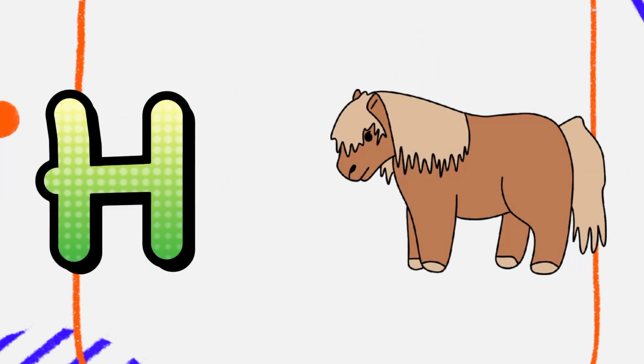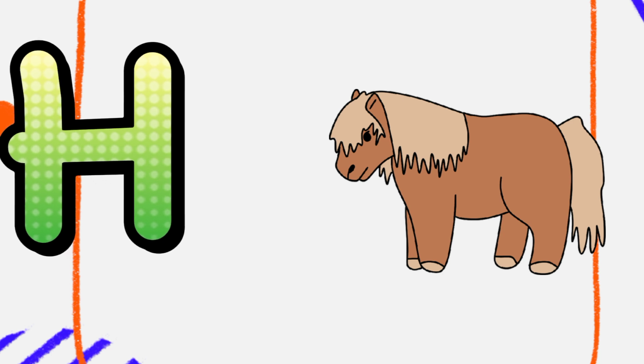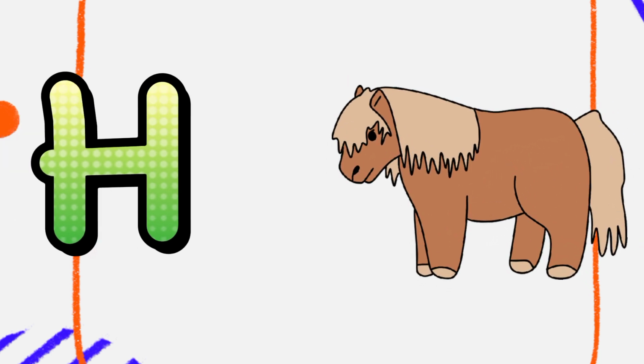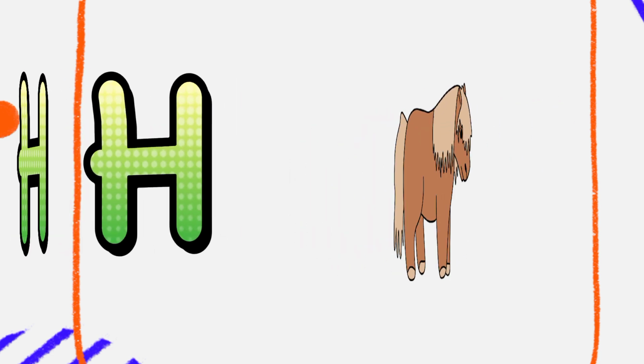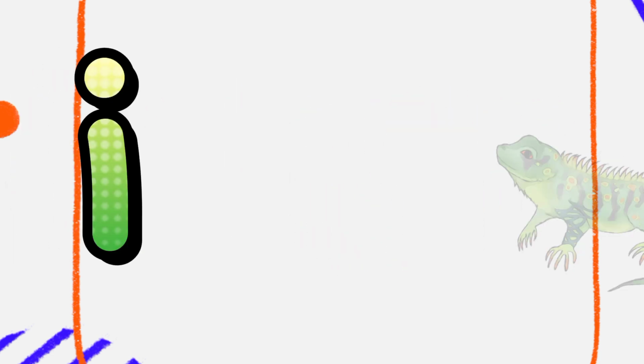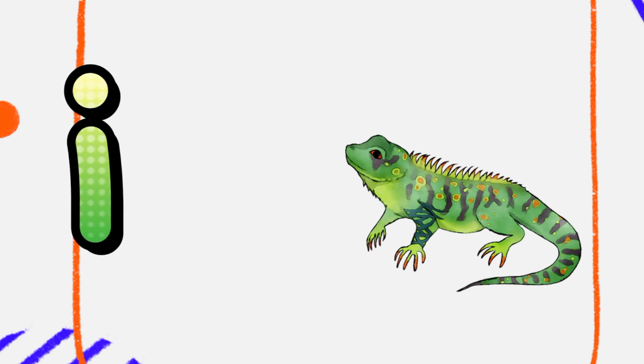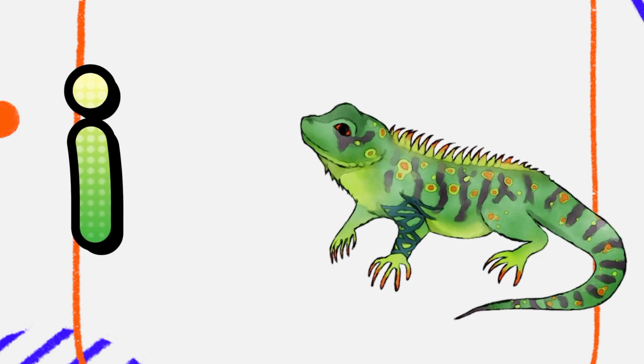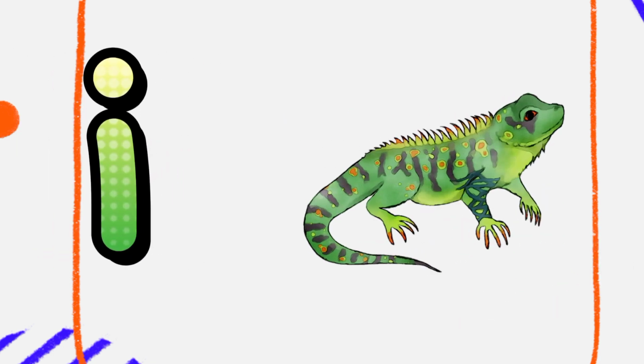H is for horse, H, H, horse. I is for iguana, E, E, iguana.